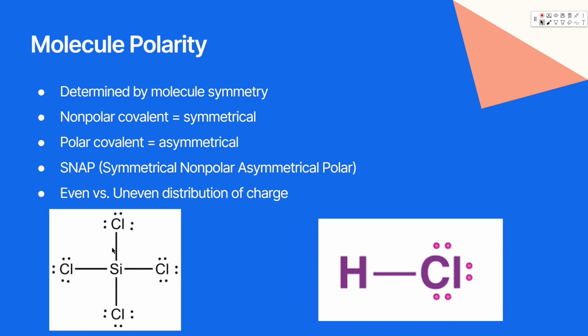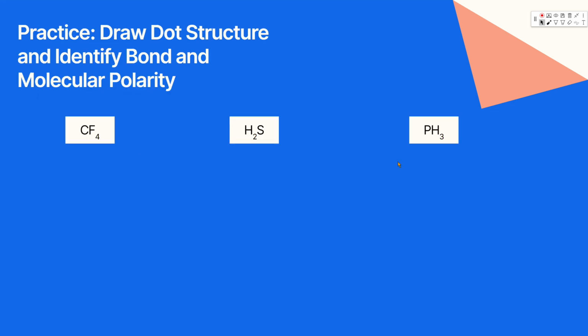So I know that silicon tetrachloride has an even distribution of charge since it is a symmetrical molecule, and all of the elements surrounding the central atom have equal amounts of electrons, them being all chlorine. However, with HCl, I have two different elements, and chlorine has more electrons than hydrogen, which creates an uneven distribution of charge and an asymmetrical polar covalent molecule.